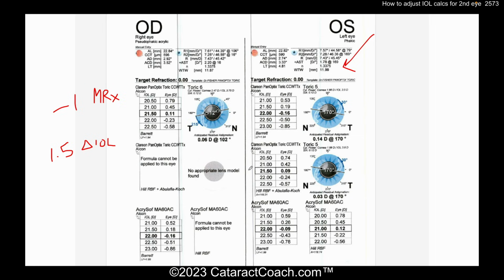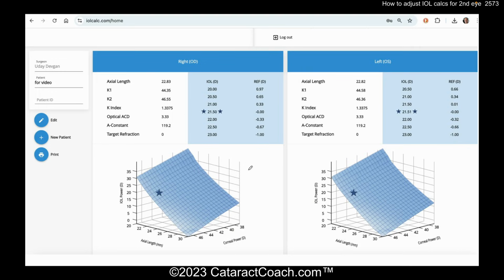So what's the way to do it? Well, if you do your normal lens calcs, let's look at here. My favorite, obviously, is IOLcalc.com. Using the Barrett Universal II formula, it says, okay, for the standard calculations, and you notice here the A constant is what we always use. That's our given A constant for this trifocal lens, 119.2. On the right eye, it says, well, putting in a 21.5 should nail absolute plano. And then on the other eye, it also says use 21.5.